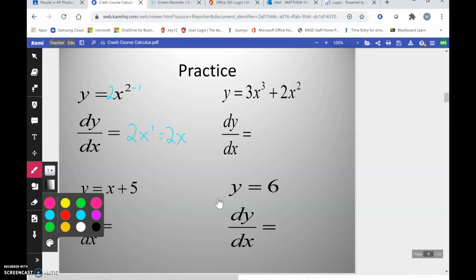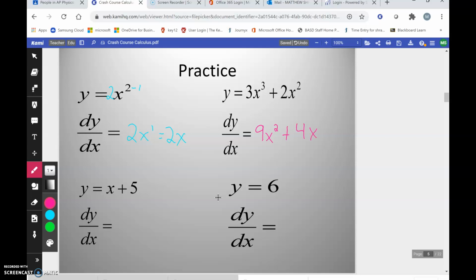Okay, so let's take a look at this next one here on the list. We're going to use the power rule here twice for each term in our function. So we have 3x cubed, so we multiply by our exponent. 3 times 3 is 9. And then we take 1 away from that exponent, so it becomes x to the second power. So 9x squared. Plus, here we go, 2 times 2 is 4.